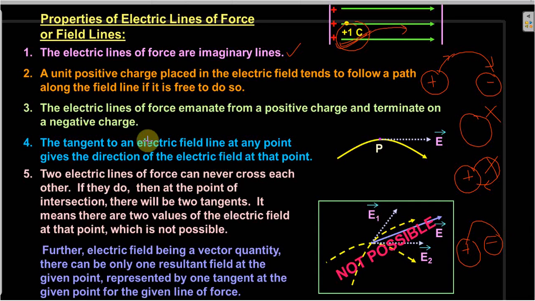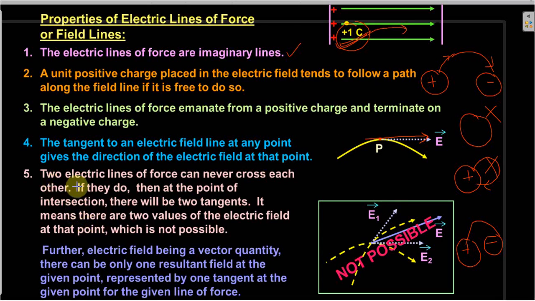Now the next point: the tangent to an electric field line at any point gives the direction of the electric field at that point. So now if we want to find, this is an electric field line, the yellow color is the electric field line, and we want to find the direction of the electric field at point P. So we will draw a tangent. The tangent will give the direction of the electric field line.